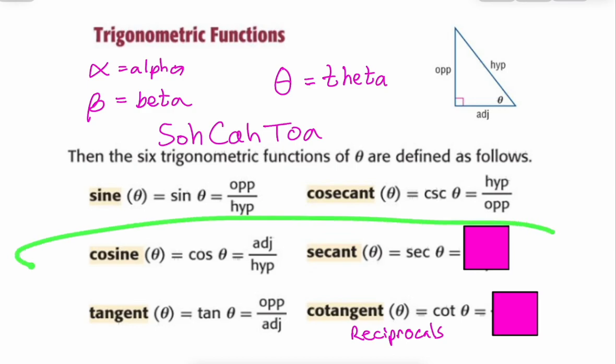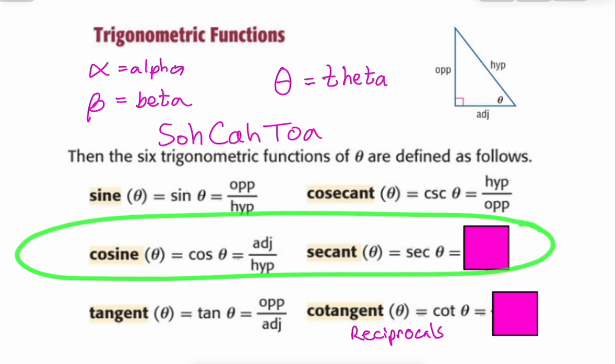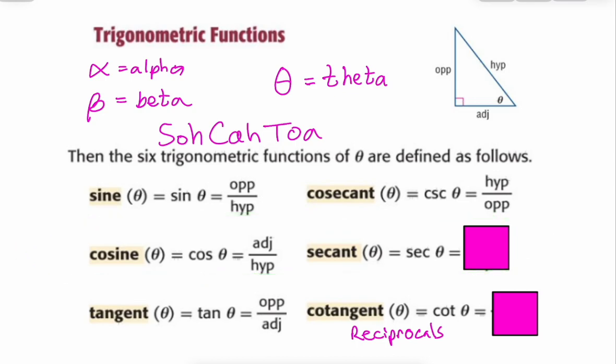The cosine and the secant are the next pair of reciprocals. Since the cosine is adjacent over hypotenuse, the secant will be hypotenuse over adjacent. Hypotenuse over adjacent.